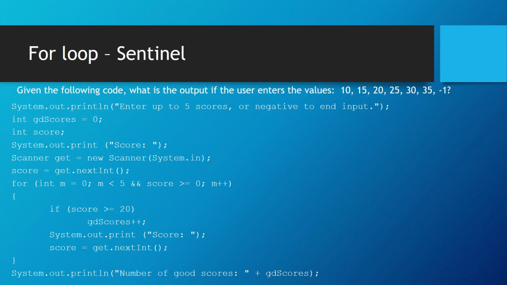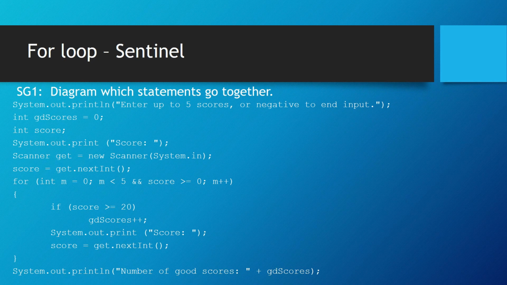We are given the following code and asked, what is the output if the user enters the values 10, 15, 20, 25, 30, 35, and -1. For subgoal 1, we diagram which statements go together. In this case, the for loop has curly braces, so it is easy to see which statements go together.